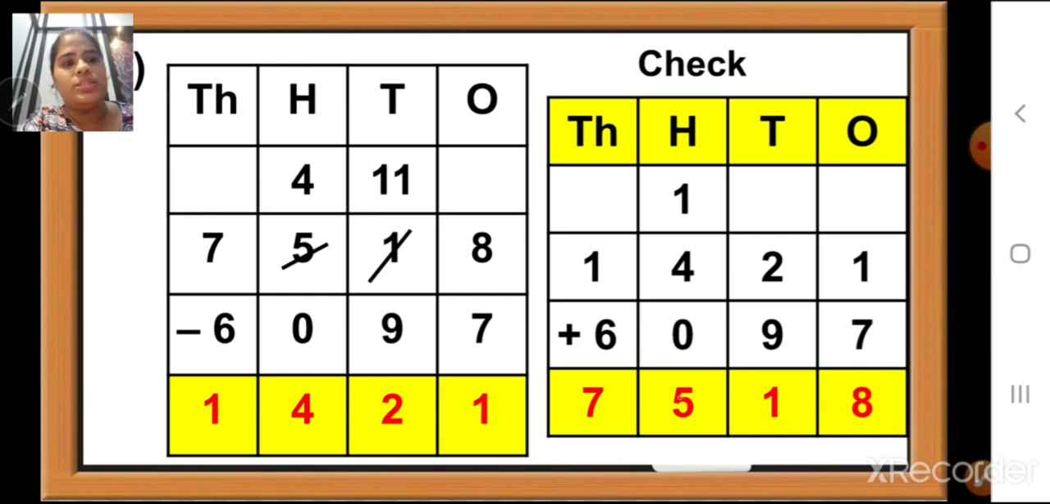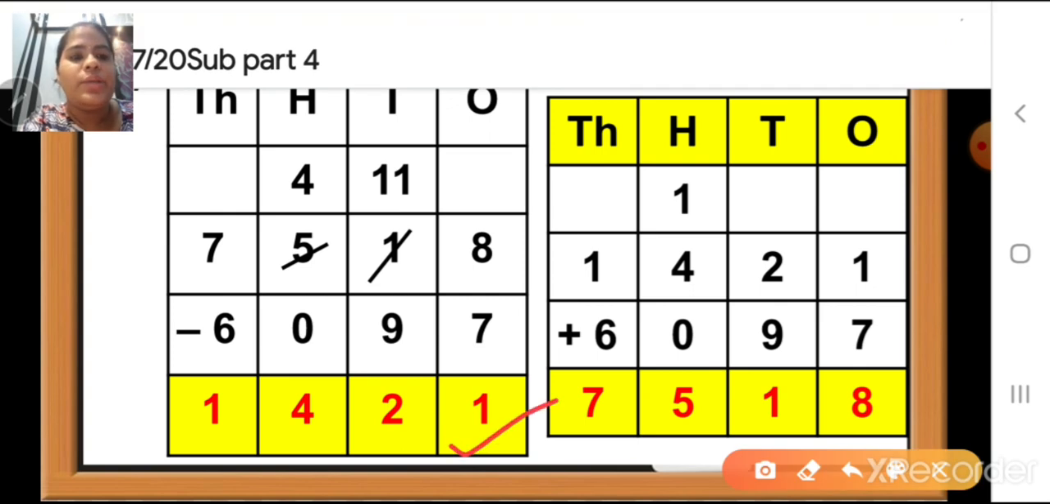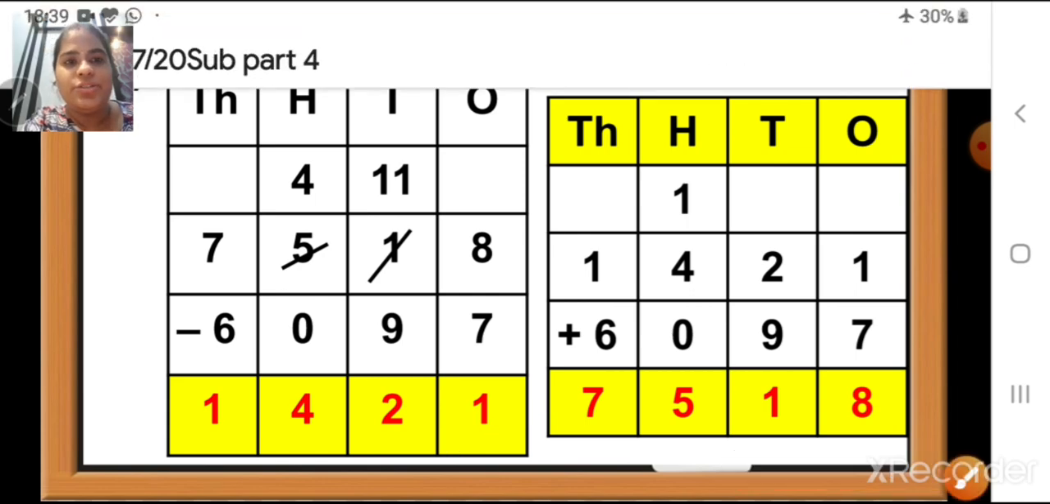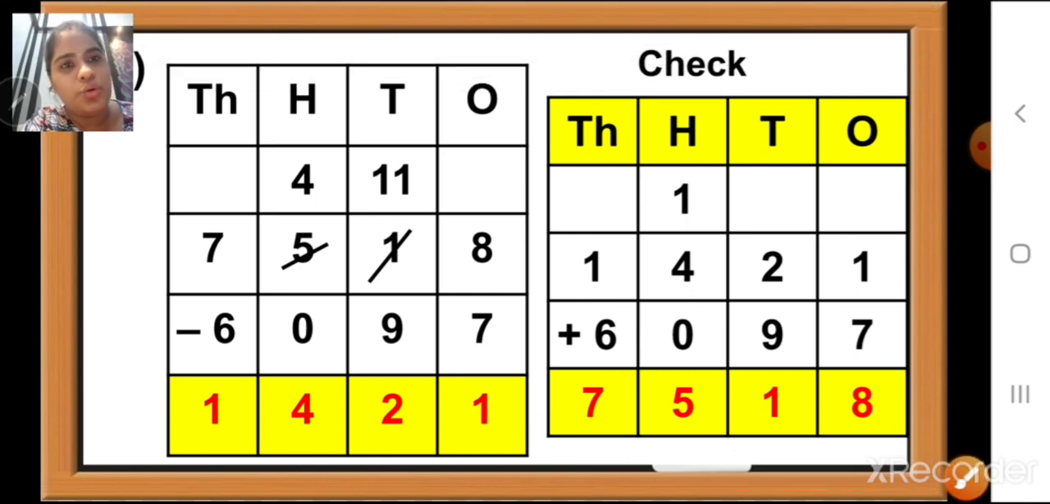1 plus 4 is 5 and 1 plus 6 is 7. Children, as you can see, the answer that we have got is the same as the minuend, 7518. That means the subtraction that we have done is correct. Children, this you have to note down in your notebook.